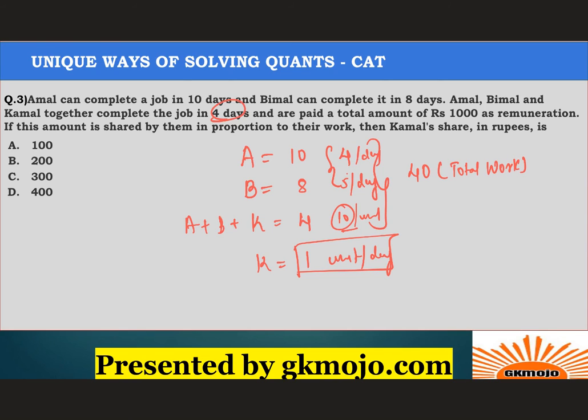So out of this total 10, Kamal's unit is 1, 1/10, right, of the work being done. So together also it will be 1/10 only. जितना भी काम हो रहा है उसका 1/10 इनपुट कमल का है. So जो पैसे मिल रहे हैं उसका भी 1/10 उसको ही मिलेगा, because they are paid in proportion to their work. So if 1000 rupees are being received, then 1000 divided by 10, that is 100, this is the amount that Kamal will get in rupees, and hence A is your correct answer.